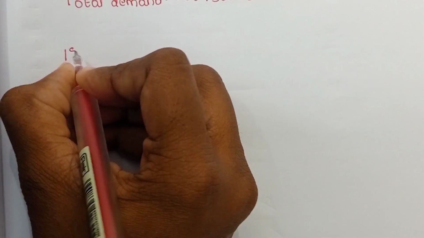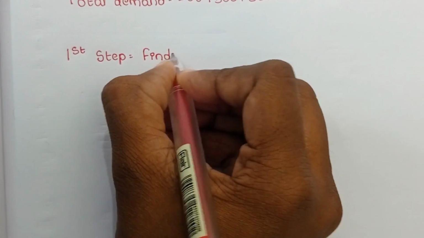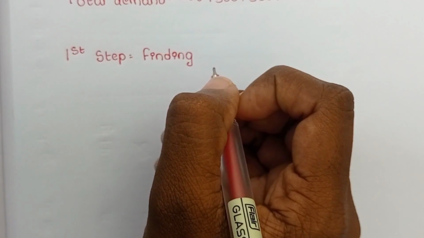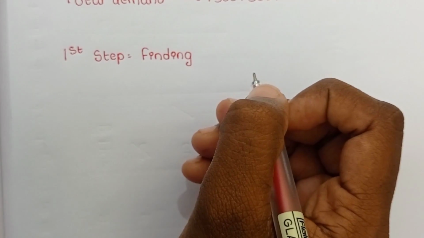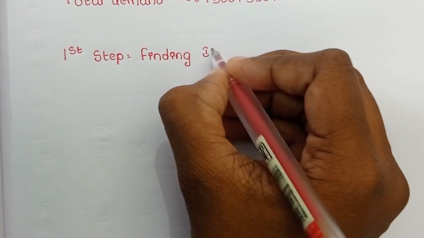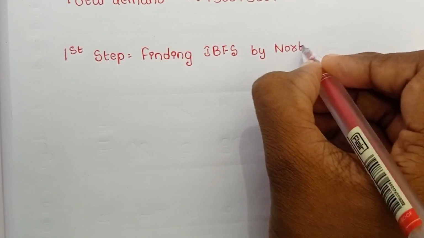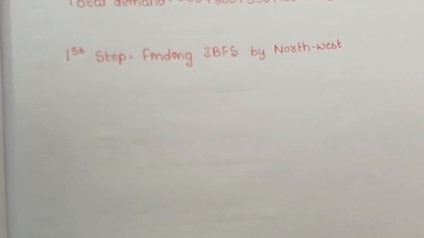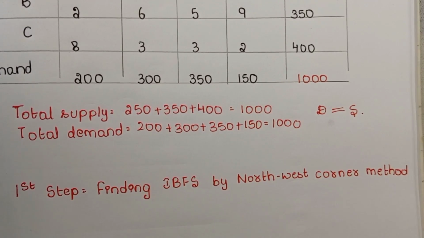The first step is finding the initial basic feasible solution by using any method. In a question paper, sometimes they mention to use the northwest corner method or Vogel's method or the least cost method. In this question, they have not mentioned anything, so I will be using the easiest method, that is the northwest corner method. If you are familiar with the least cost or Vogel's approximation method, you can even use that. In the first step, we are going to solve the problem in a normal way as we did in the last video.